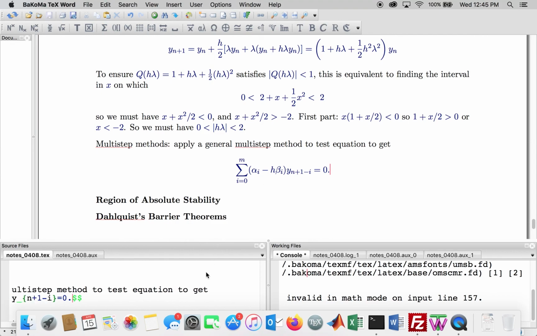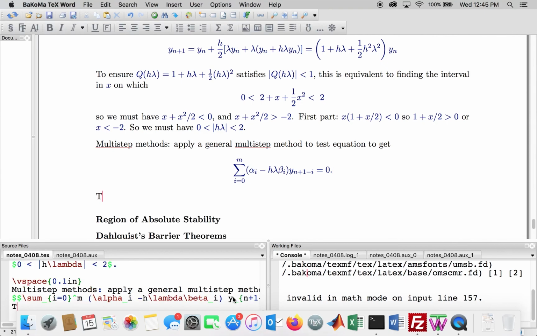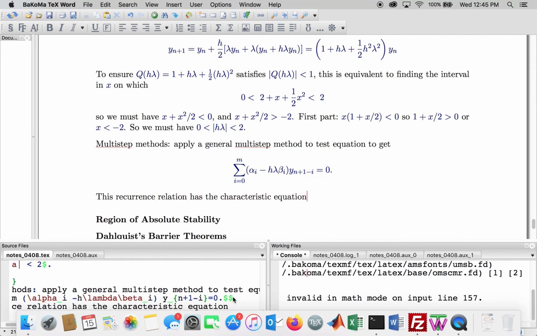So what we have, similar to the discussion of stability for multi-step methods, is a recurrence relation. But it's a different recurrence relation from before. Before it was y prime equals 0, so we didn't have this part here, just the alphas. We got a characteristic polynomial of a recurrence relation, and required it to have roots that were less than or equal to 1 in magnitude. So this recurrence relation has the characteristic equation.